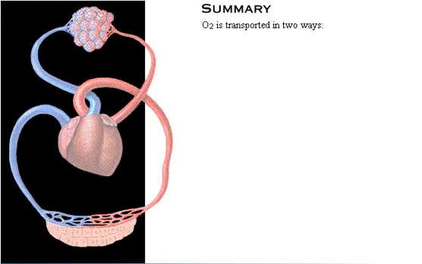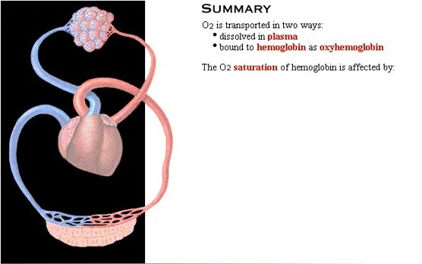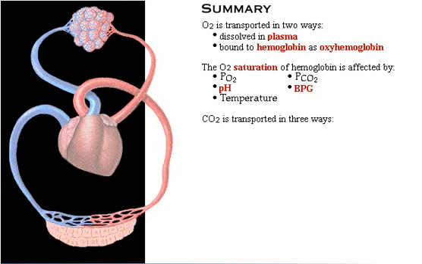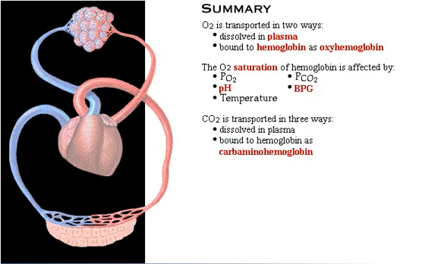Oxygen is transported in two ways: dissolved in plasma and bound to hemoglobin as oxyhemoglobin. The oxygen saturation of hemoglobin is affected by PO2, pH, temperature, PCO2, and BPG. Carbon dioxide is transported in three ways: dissolved in plasma, bound to hemoglobin as carbaminohemoglobin, and converted to bicarbonate ions.